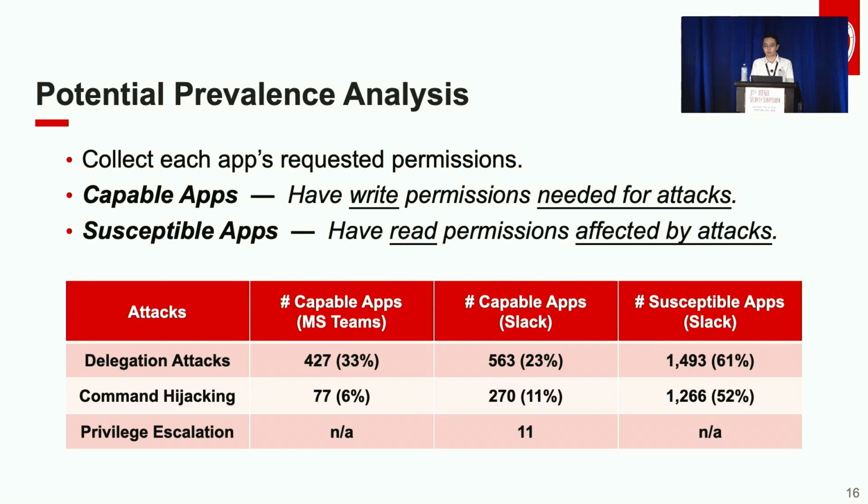And we then conduct a prevalence analysis for each of these attacks. Because we cannot manually examine all these thousands of apps, we have to collect their permissions and count how many of them are capable apps with the right permissions needed for the attack, and how many of them are susceptible apps with read permissions affected by the attack. As you can see, the first two attacks are potentially prevalent in both Microsoft Teams and Slack. About 10% to 30% of apps are capable of running the attack, and more than half the apps are potentially susceptible. And the last attack requires a slightly rare combination of permissions, so we only found 11 apps.